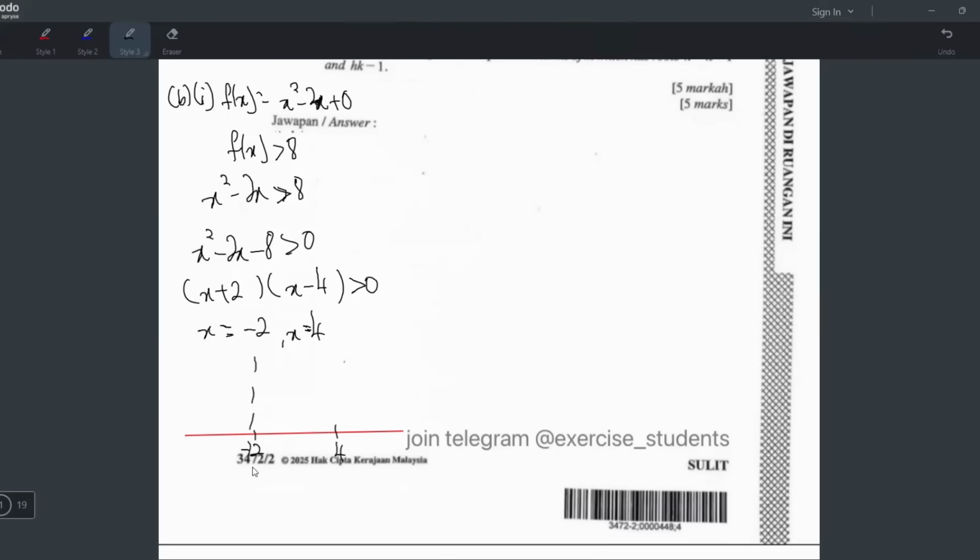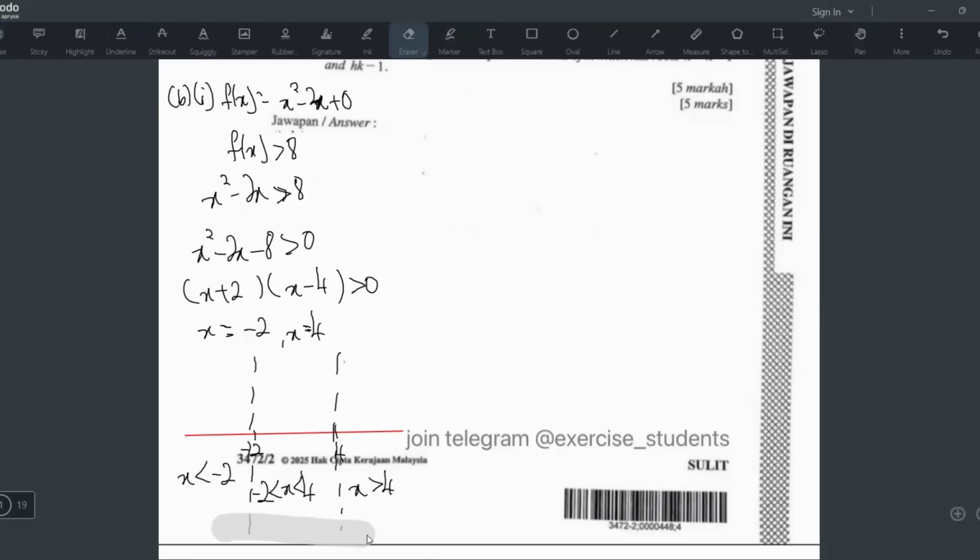And then draw lines to separate the regions. So this region represents x smaller than negative 2 because it's on the left side of negative 2. And this region is x bigger than 4 because it's on the right side of 4. And this region in between is just x in between negative 2 and 4. And this is how you write in between, smaller like that, right? Okay, now we are done.